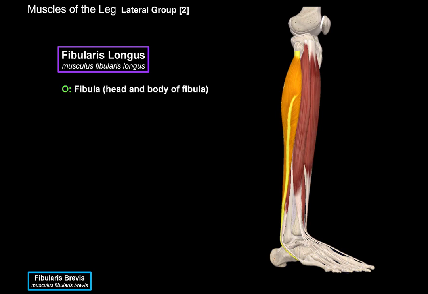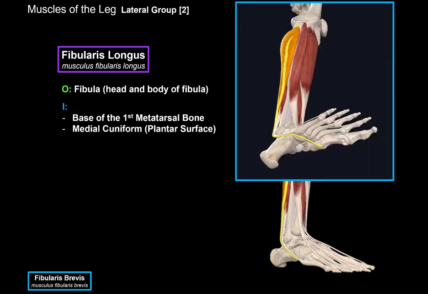It originates from the fibula as well, both the head and the body of the fibula, and it inserts at the base of the 1st metatarsal bone and the medial cuneiform on the plantar surface, as you see here. So once it passes behind the lateral malleolus, it goes on the plantar surface and attaches to these 2 bones.